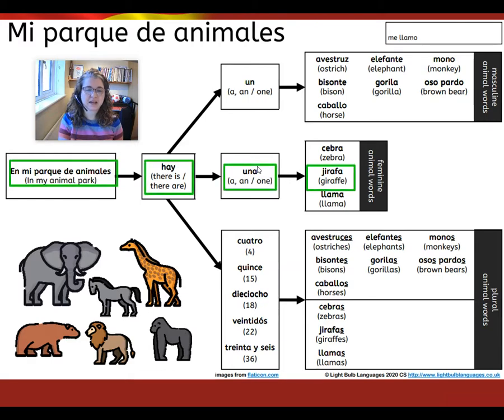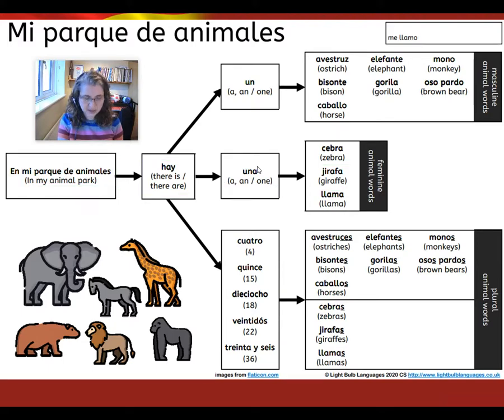En mi parque de animales hay una jirafa. In my animal park, there is one giraffe. Next, how would you say, in my animal park, there are 36 elephants?